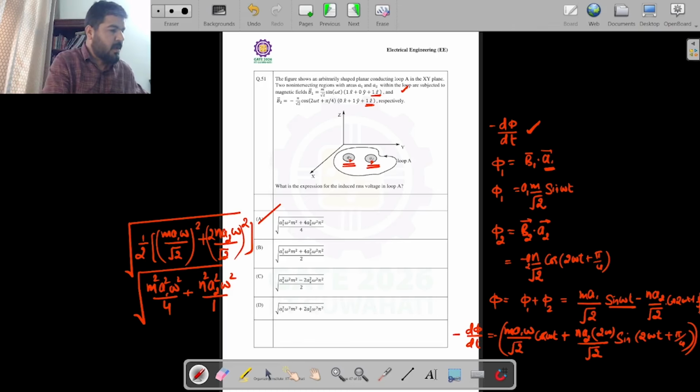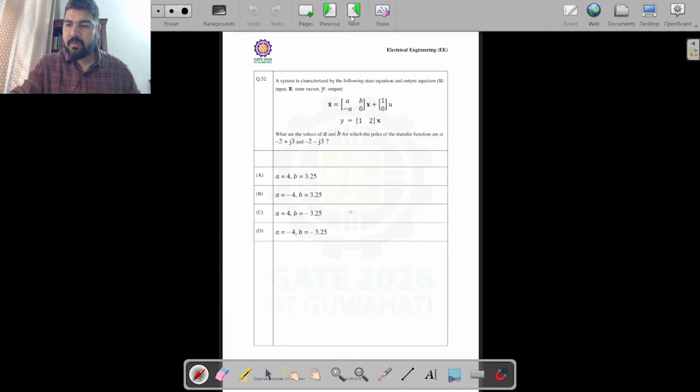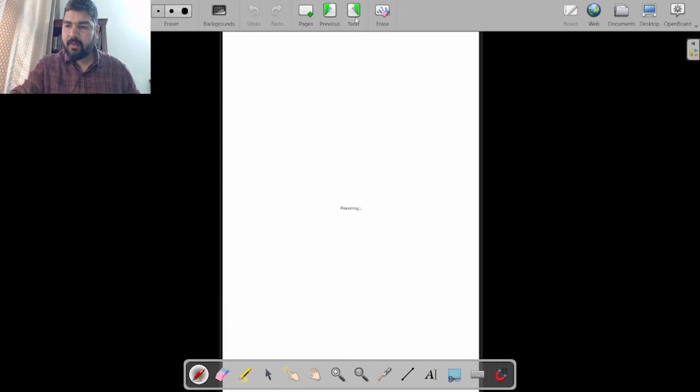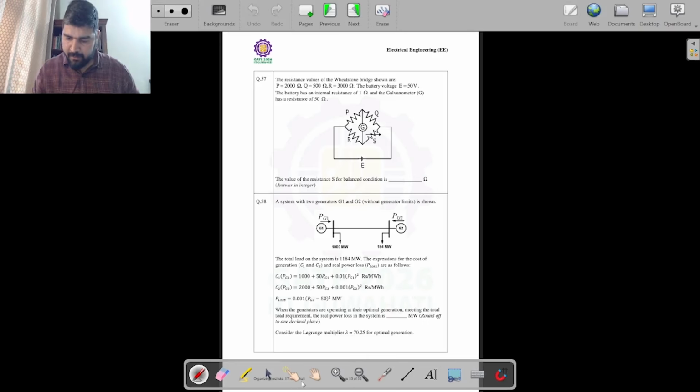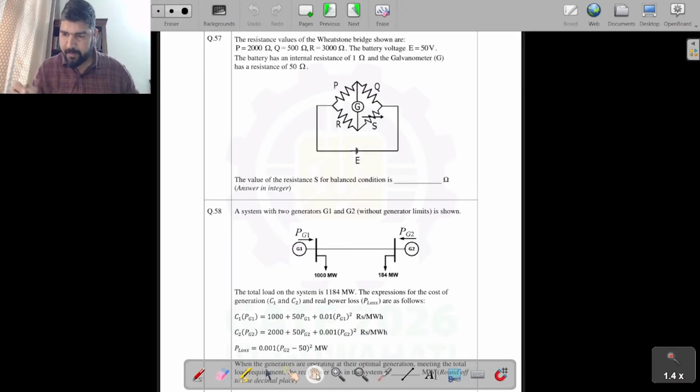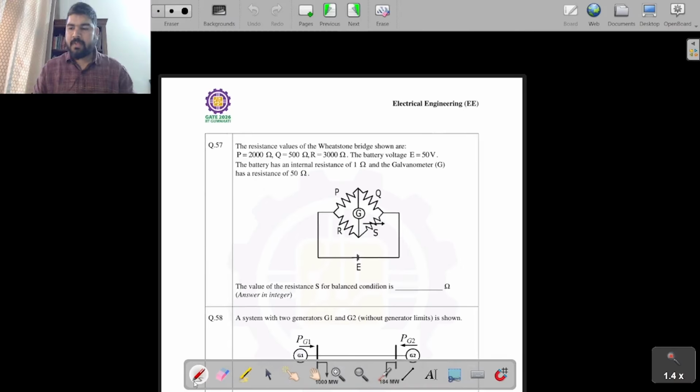Next question is from instrumentation. This is question number 57. So again, this is a very simple question. It says that the resistance values of a Wheatstone bridge are shown in the figure. P is 2000 ohm, Q is 500 ohm, R is 3000 ohm, and this is E, 50 volt, with some internal resistance Rin. Let's not care about Rin.